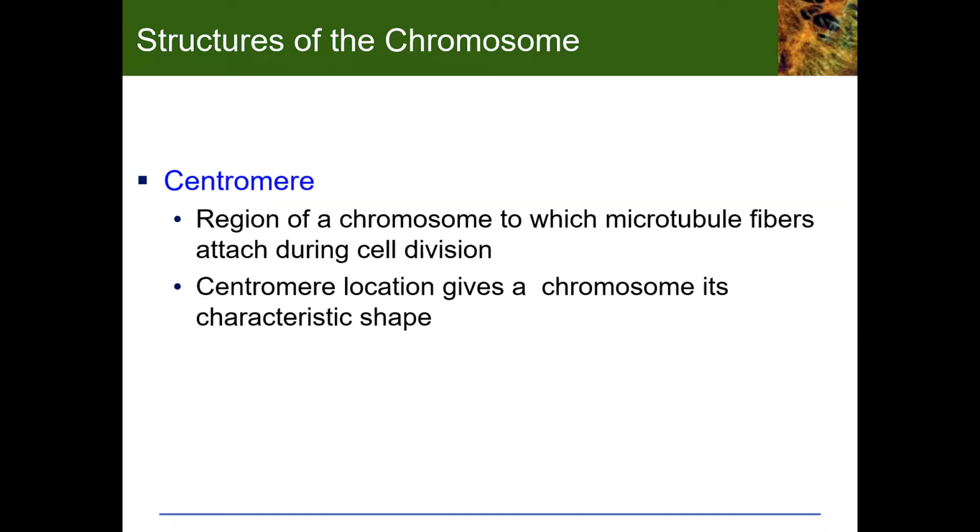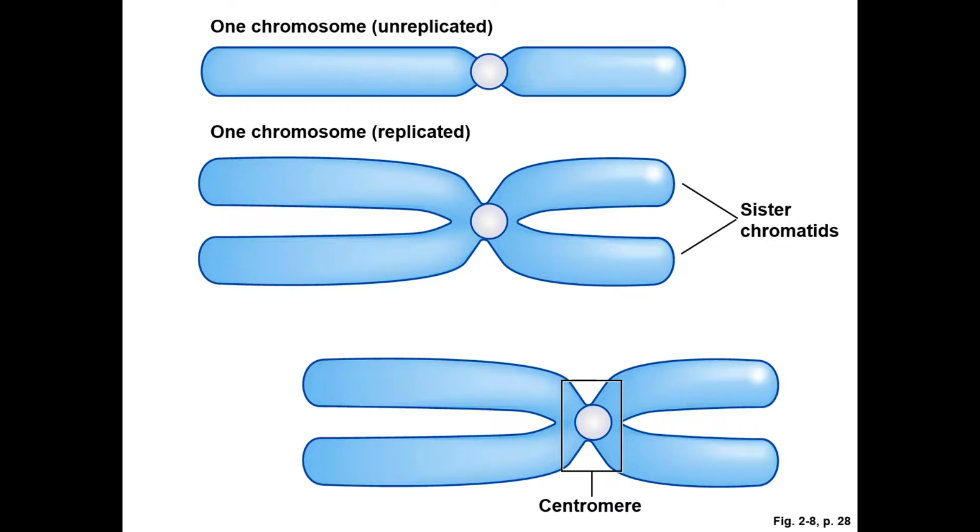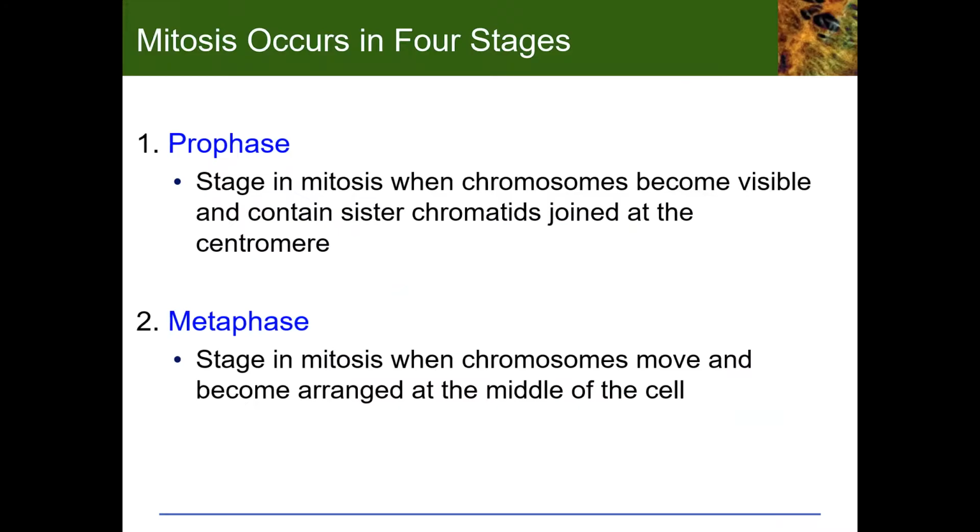The centromere is the region of a chromosome to which the microtubule fibers attach during cell division, and the centromere location gives a chromosome its characteristic shape. It looks almost like a belt on the chromatids. So there you go. At the top you have one chromosome which is unreplicated, and then it goes down to one chromosome replicated. These are called sister chromatids at this point, and then you can see the centromere. It looks like that white button there in the middle, and that will attach to the spindle fibers.